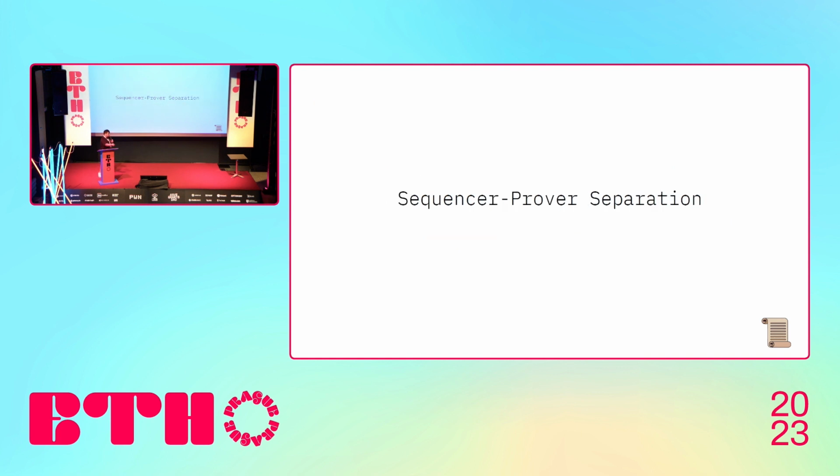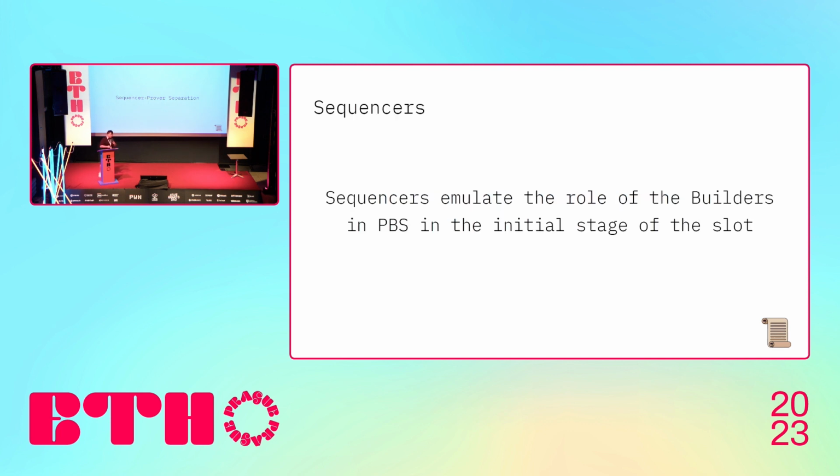And now we have the design for zero-knowledge rollups. So we essentially follow the same pattern, but instead of having proposers and builders, we have sequencers and provers. So it's a sequencer and prover separation design.